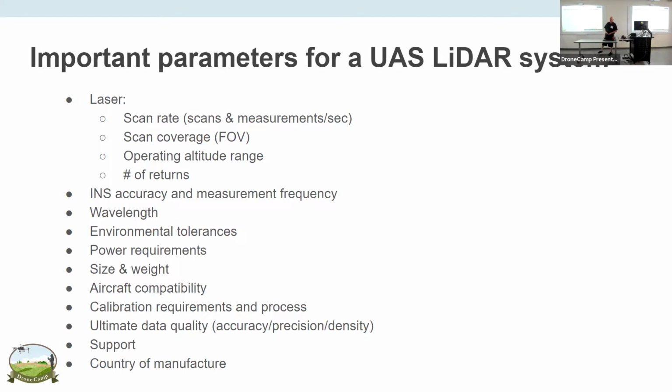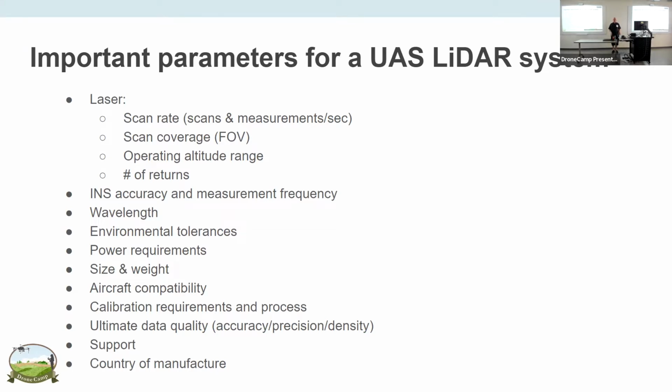These lasers aren't super powerful, so they usually have some kind of range limitation. Your LiDAR system might only work up to 100 meters altitude, or it might be good to 200 or whatever. Of course, if you're working within Part 107 limitations, you can only go 400 feet. That's 120 meters. So you may not need a LiDAR that can go farther than that. But there's the operating altitude range.